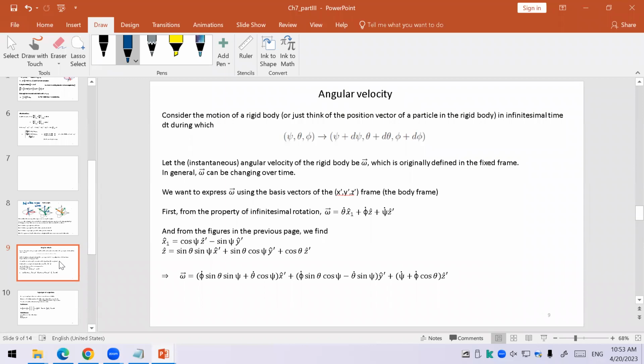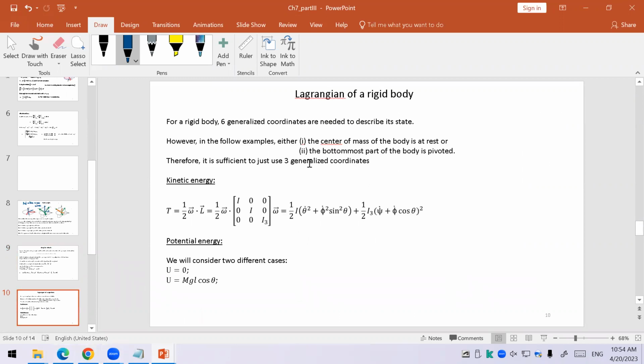Okay, so now we know how to express this angular velocity, right? So using these three angles or these three generalized coordinates, that means we will be able to write down the kinetic energy of this body, right? So using these three generalized coordinates. Okay.